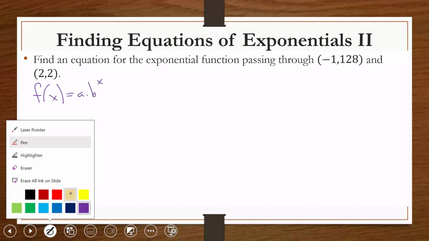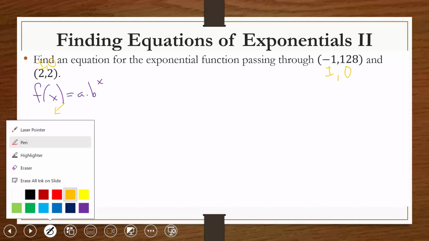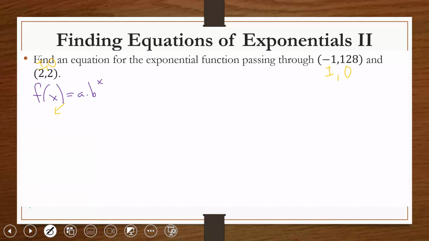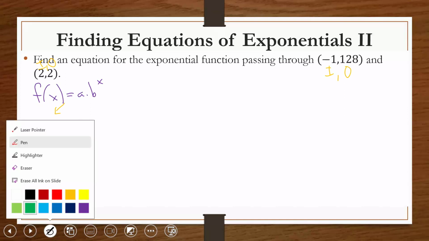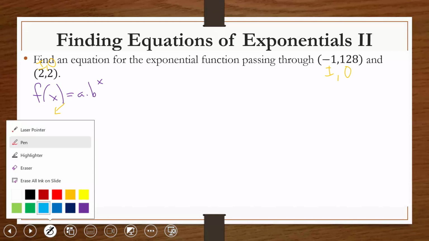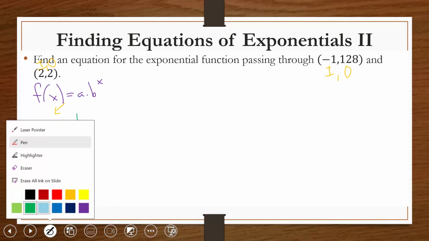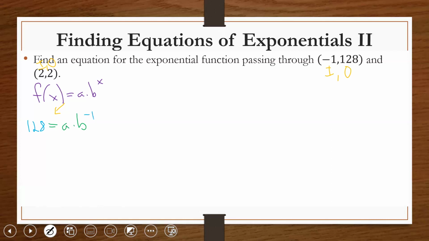We will recall again that in each one of these points we have an input and an output. And so what we'll do is set up our two equations using that information. So one of them, using the first point, -1, 128, the equation will look like 128 equals A times B to the power of the input, which is -1.